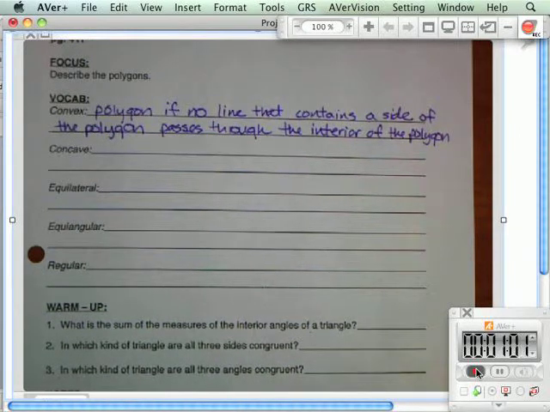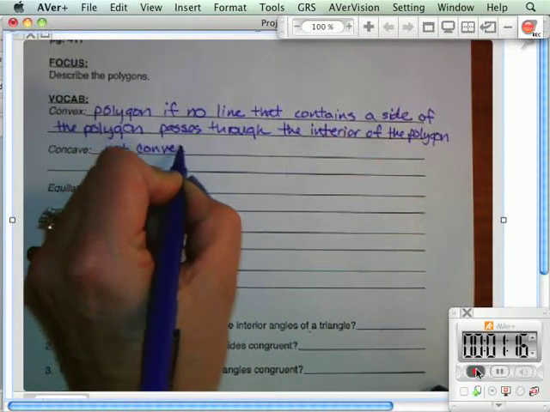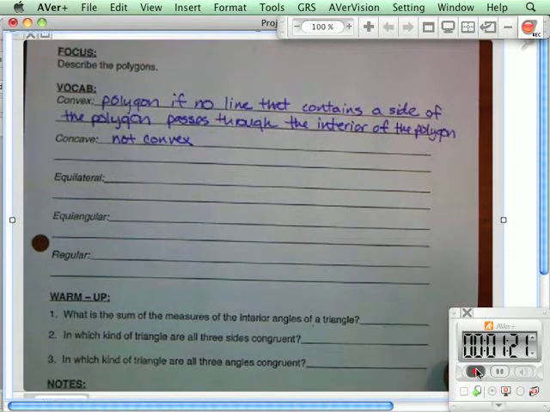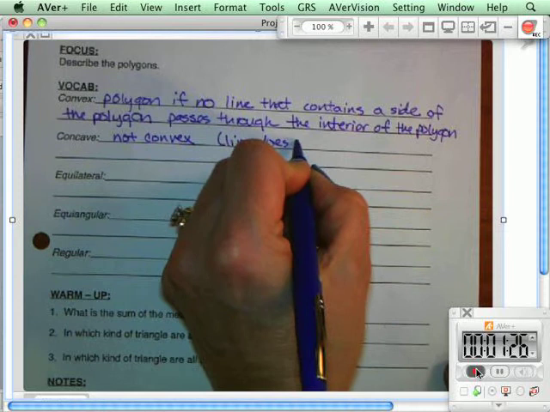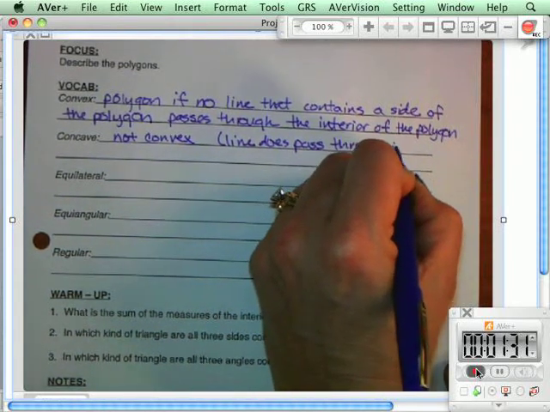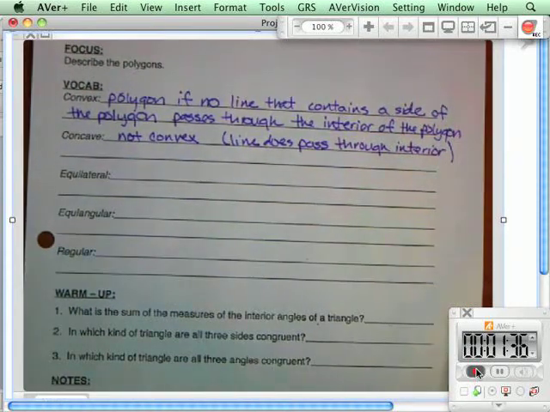I know. Just wait. Be patient. All right, concave, how do you like this for a definition? Not convex. That's it? No, I'm going to have you write more, but really it is. Just a little bit. That means the line does pass through the interior. The line does pass through the interior.